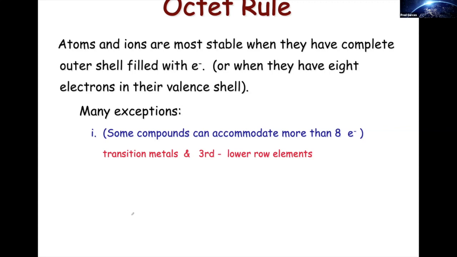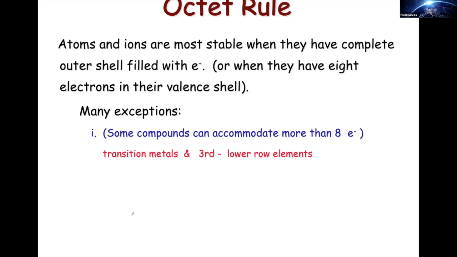Third row elements are elements below nitrogen, like phosphorus, below oxygen, like sulfur, below carbon, like silicon, because when you get to the third row, you actually have 3s, 3p, and remember in the third shell, you also have a 3d. Now the 3d orbitals aren't filled yet until you get past the fourth shell, but it's still found in the third shell. And because you have the third shell where you have d orbitals, you can accommodate more than 8. So there are some exceptions to the octet rule.